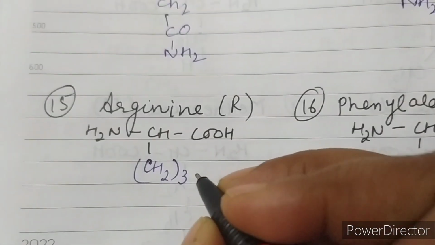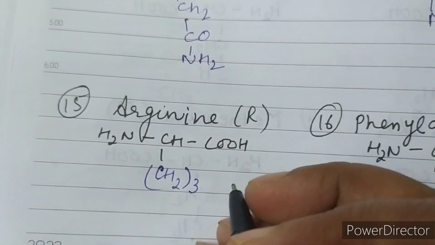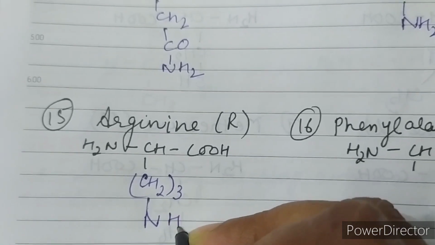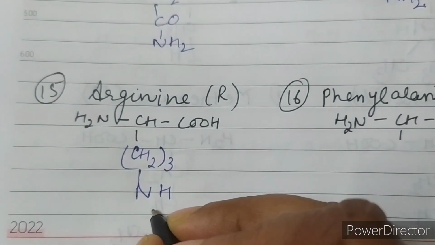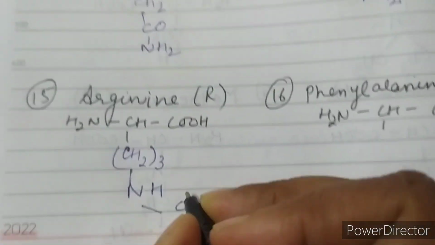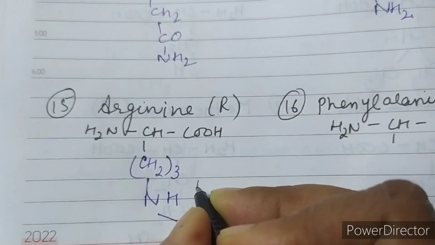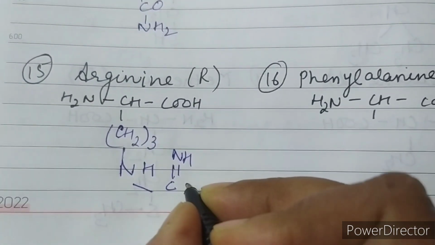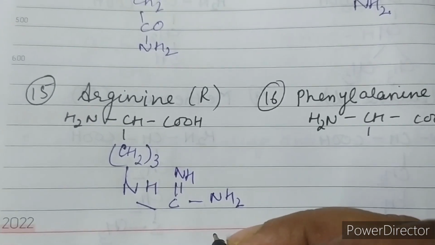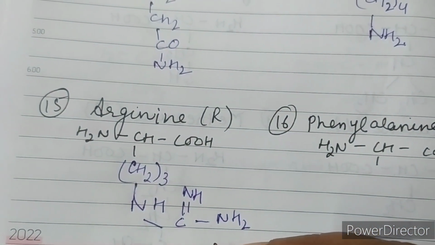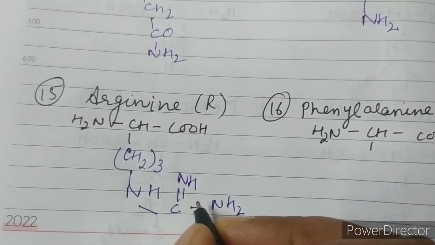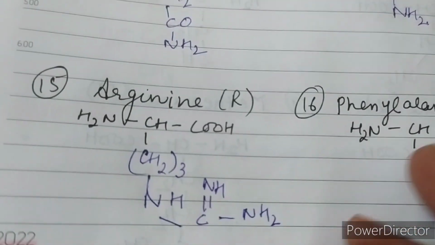Next structure is arginine. In this we will put here (CH2)3. Then we will have NH, which is combined to carbon. Then we will have here double bond NH, and one valence is still free, and we'll put one amino group here. So this is (CH2)3 NH, C, NH2 and double bond NH. This is also called arginine.